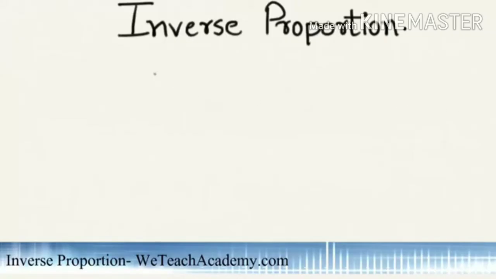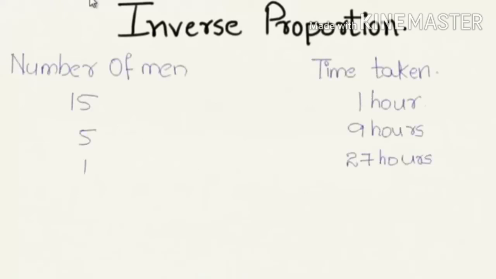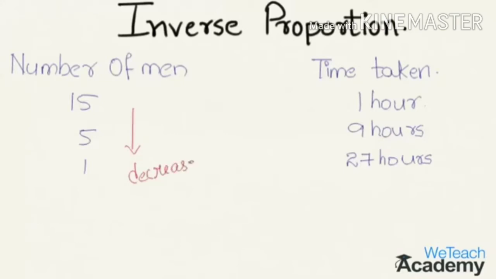VTechacademy.com, and here in this presentation we are going to discuss inverse proportion. So let me explain this concept with an example over here: the number of men engaged in a work and the time they take to finish it. If two quantities are so related that a decrease in one causes a corresponding increase in the other, or vice versa, then they are said to be in inverse proportion.